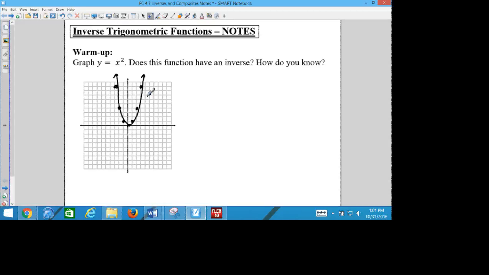Now, does this function have an inverse that is also a function? The correct answer is no. Who can tell me why? It doesn't pass the horizontal line. Does not pass the horizontal line test.